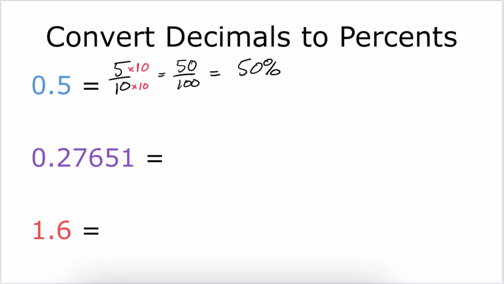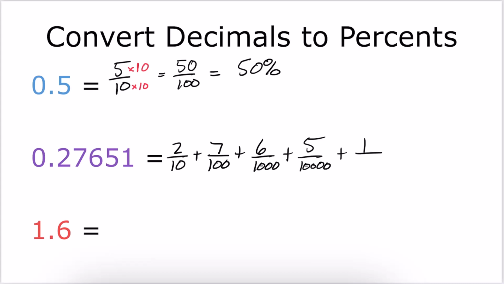And then if I wanted to do a decimal like 0.27651, the fraction form of this is considerably more complicated because you're going to have 2 tenths plus 7 hundredths plus 6 thousandths plus 5 ten thousandths plus 1 hundred thousandth.